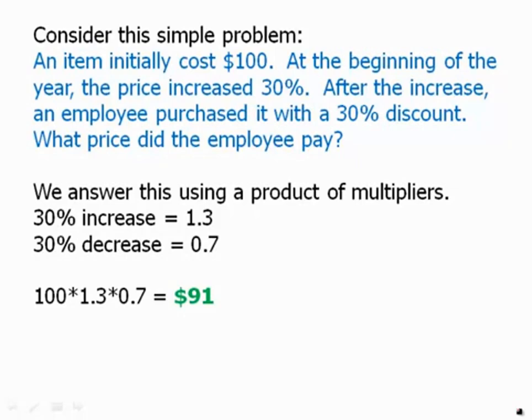Now this might be counterintuitive for some people. Let's think about this. It starts out at 100. A 30% increase means it goes up to 130. Well, then the employee comes along with a 30% discount, but they're not getting a 30% discount on a price of 100. They're getting a 30% discount on a price of 130. And 30% of 130 is bigger than 30% of 100, which is why the amount it goes down is larger than the amount it goes up, which is why the employee winds up paying a price less than $100.